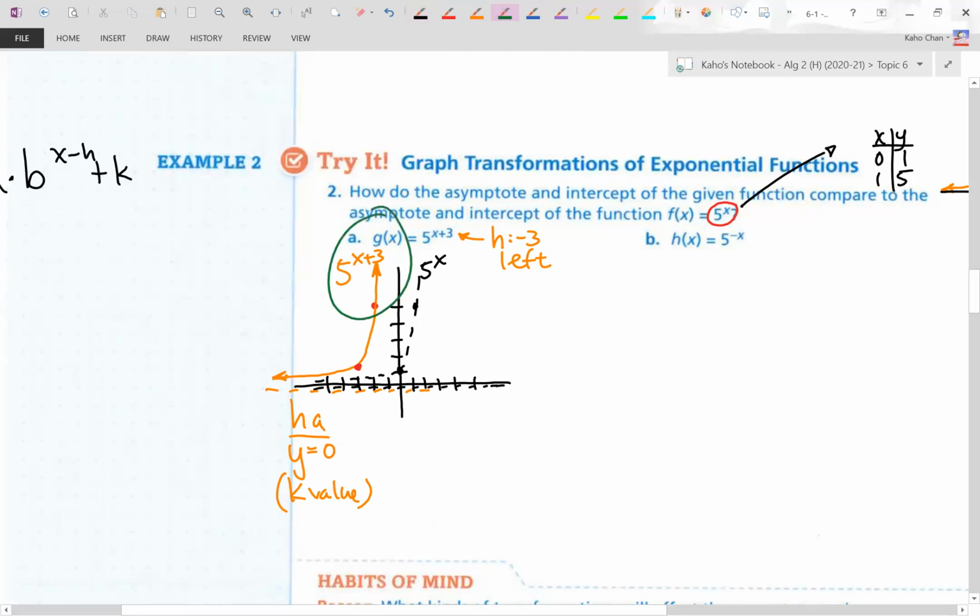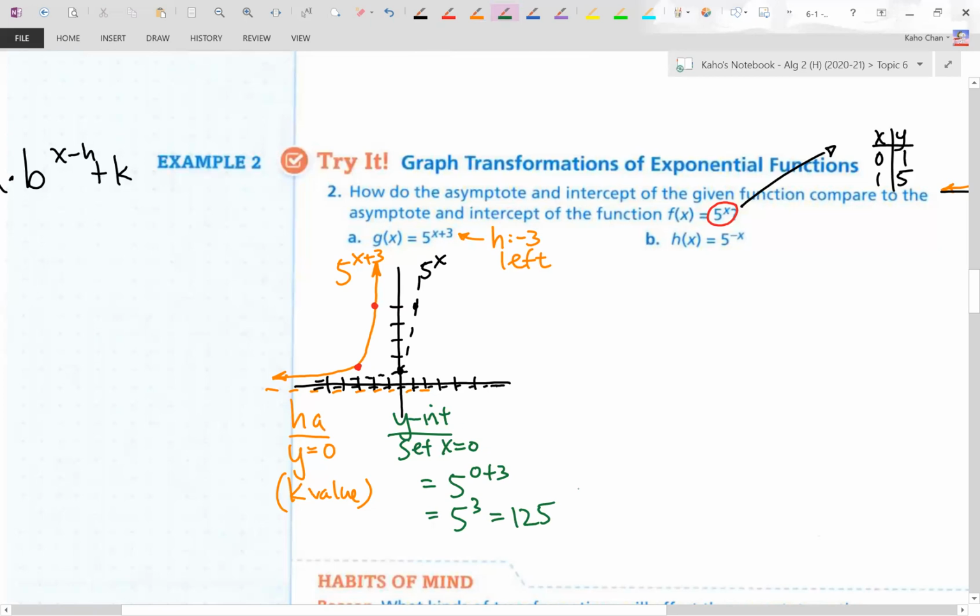Where does this part cross the y-axis? It's kind of hard to see. So let's look for that. Y-intercept. You want to set x equal to 0 from the original function. So here, 5 to the 0 plus 3. That equals 5 to the 3rd power. Holy cow, 5 times 5 times 5 is 125.